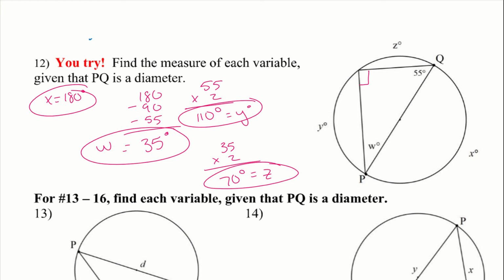All right, so here's number 12. I started with X because I noticed we have that semicircle I found inside my triangle, and then I was able to just multiply by 2 to find my arcs.